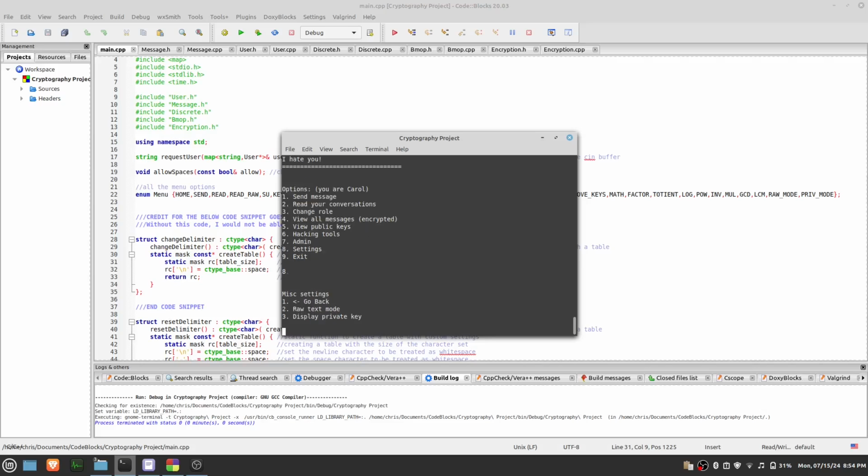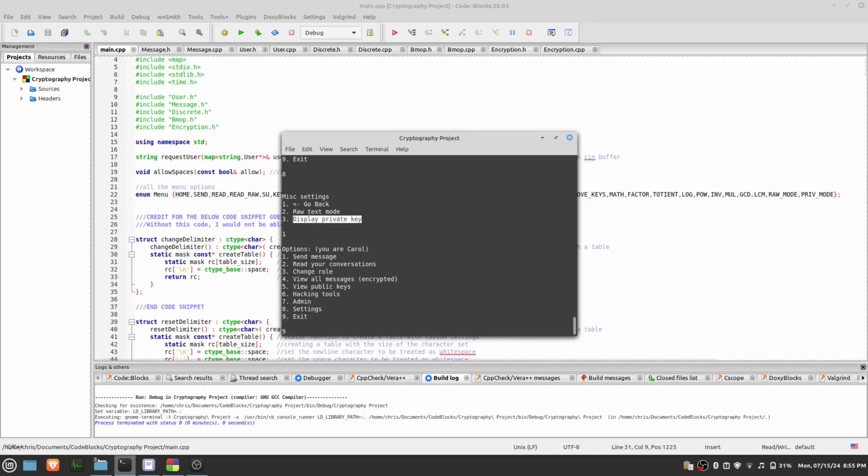Oh, there's also settings as well. Raw text mode: when you see the encrypted messages, it displays them as a bunch of characters, but there's also the option to display them as decimal numbers or as a hex dump. And this one right here, when you ask to see the public keys, determines whether or not it also shows your private key among that. I just felt like that was somewhat important.